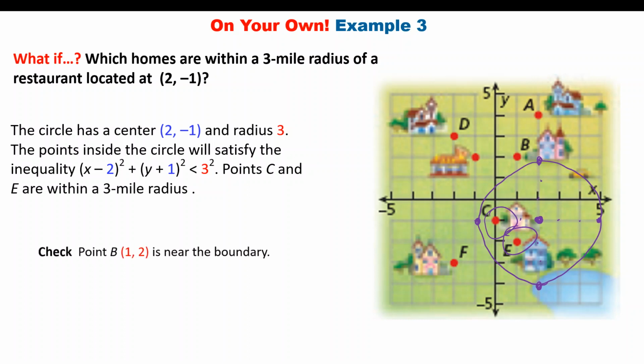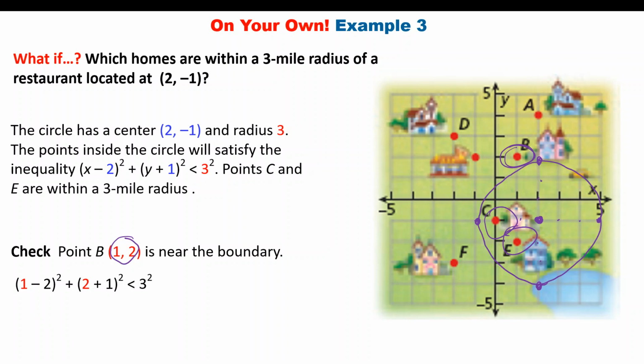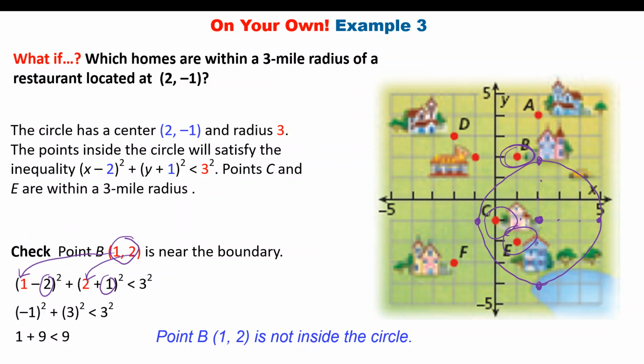Now we could also check. So let's check point B because it's pretty close here. All right, point B is located at 1, 2. So we're going to write our equation of a circle. All right, here was our center, 2 and -1. And we're going to fill in our new point and check. And when we do the math work on it, we see that 1 plus 9 less than 9. No, that is not true. So point B is not inside the circle.